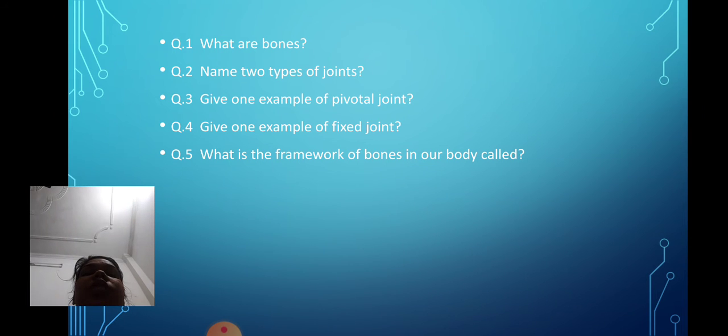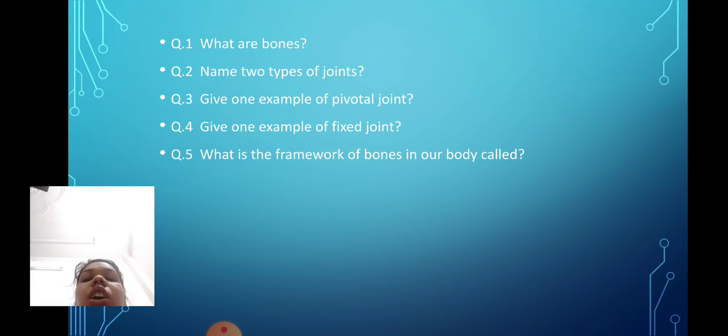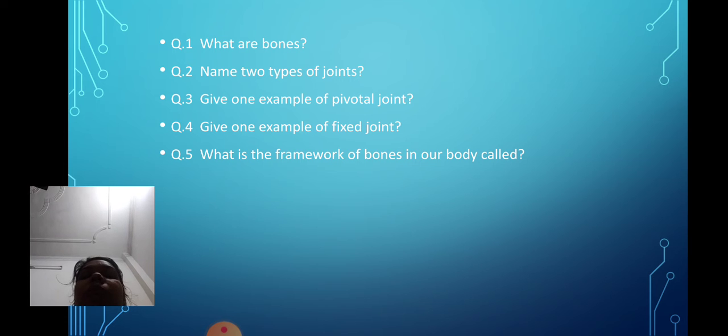Now I'm going to ask you a few questions. If you know the answer, please raise your hand and answer in complete statement. What are bones? Bones are hard structures that cannot be bent. Name two types of joints. Pivotal joint and fixed joint are two types of joints. Give one example of pivotal joint. Joint where our neck meets the shoulder is an example of pivotal joint.